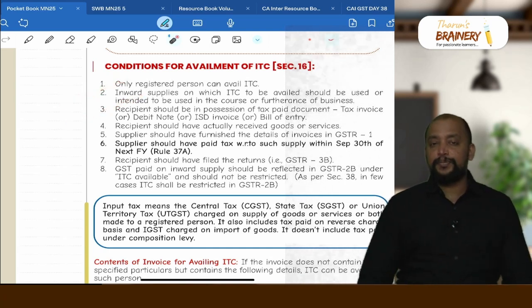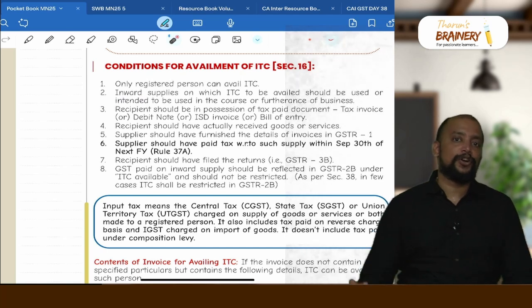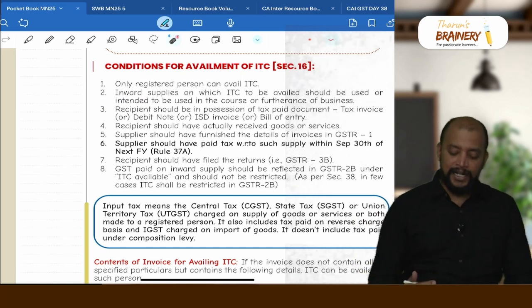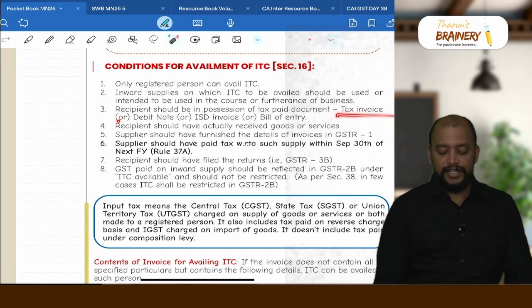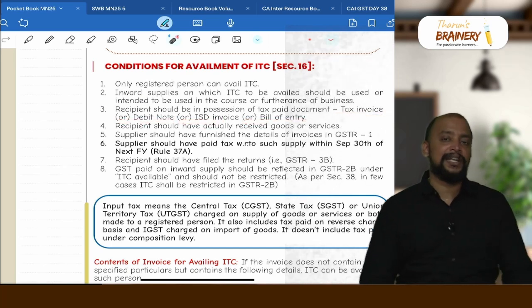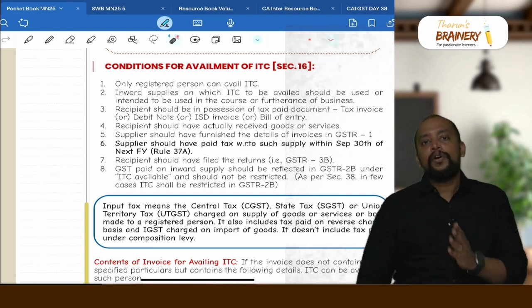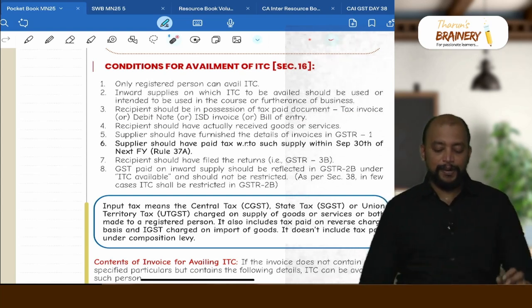Number 3, the recipient should be in possession of the tax paid document. The person who wants to avail ITC should be in possession of a tax paid document. What is a tax paid document? Tax invoice, debit note, ISD invoice, bill of entry. These are the tax paid documents, and the tax invoice can be given by the supplier to the recipient, or the tax invoice can be given by the recipient to the supplier.